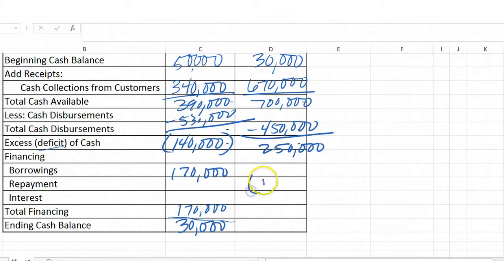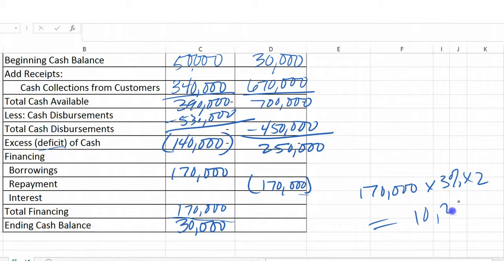So I'm going to repay 170, plus I have interest that I have to pay back. And there's a couple of different ways to do this. We pay 3% a quarter, and we'll be on the conservative side. We'll say we borrowed the full quarter and the full quarter. So times 2 quarters, and that equals 10,200.